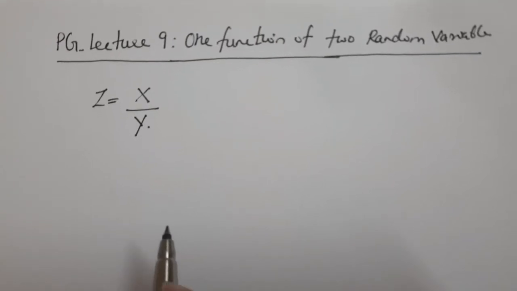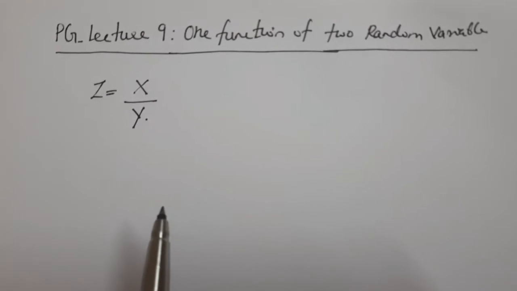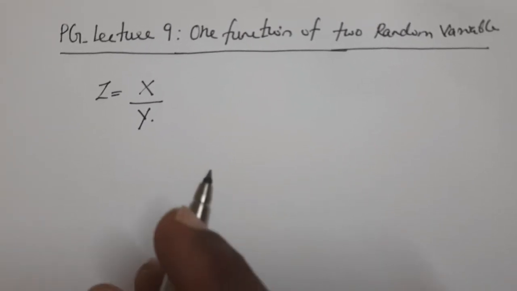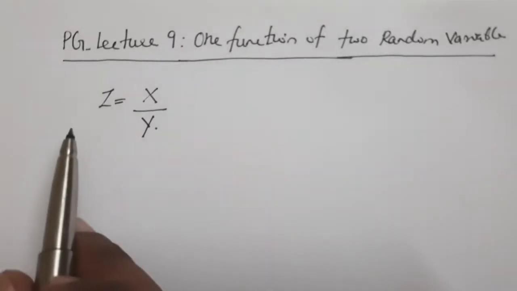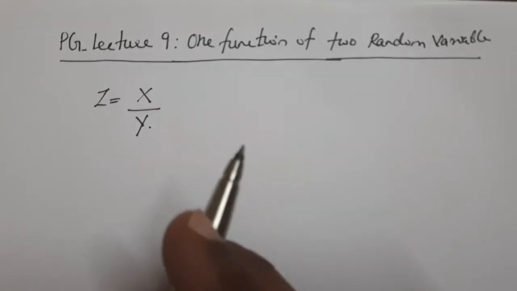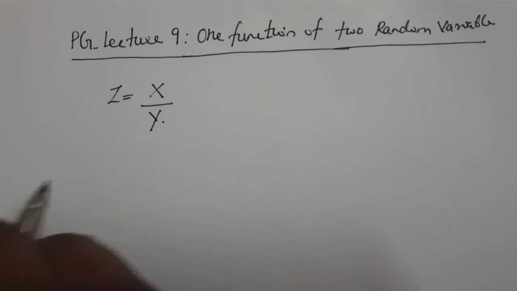Hello everyone. In the last class, we discussed deriving the PDF for z equal to x plus y and z equal to x minus y. So today we discuss one function of two random variables of the form z equal to x by y. First of all, we will find the CDF for z.